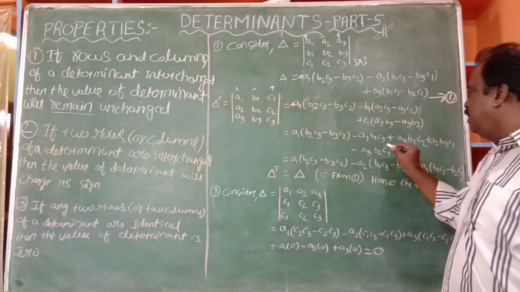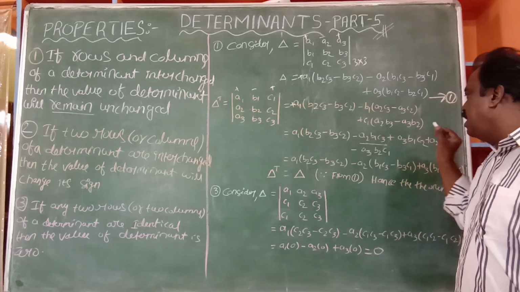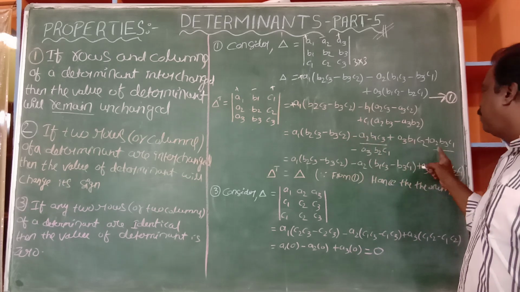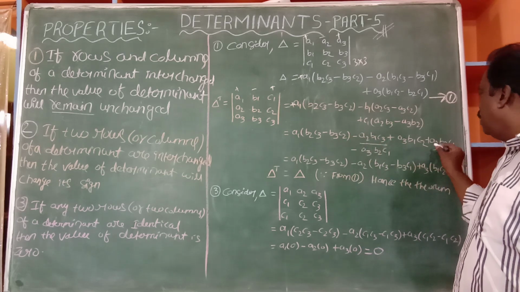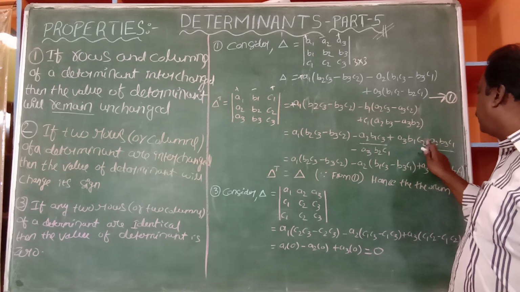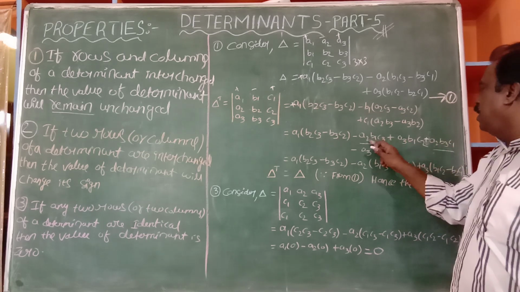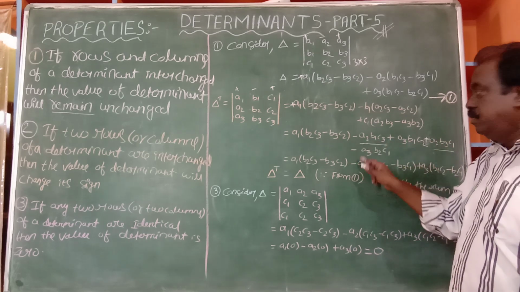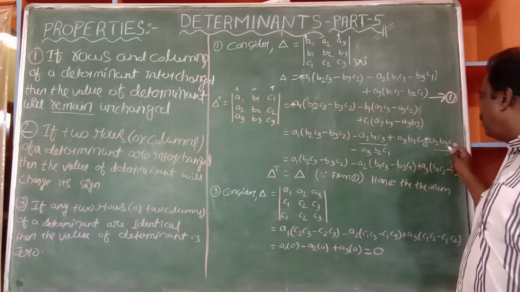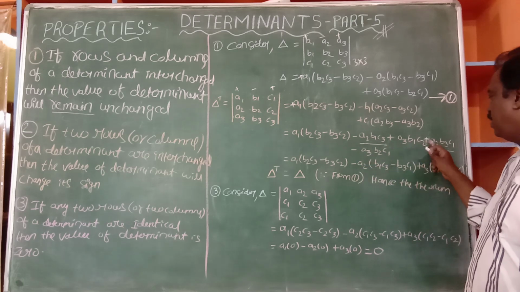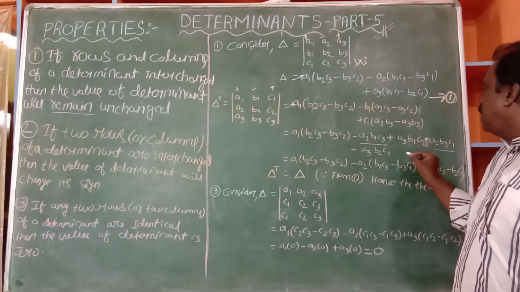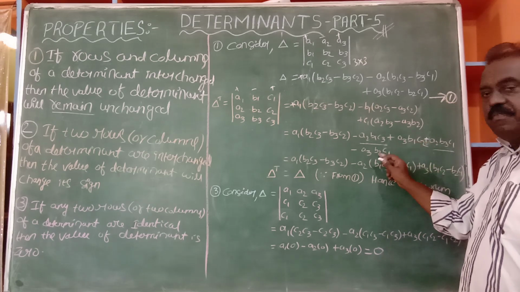Here, observe. A2 you take as common in the first, second, third, fourth terms, the second and fourth terms. If you take A2 as common, minus A2, here remained B1, C3 plus B3, C1, and minus is taken as common, so here it is minus B3, C1. Okay, now?